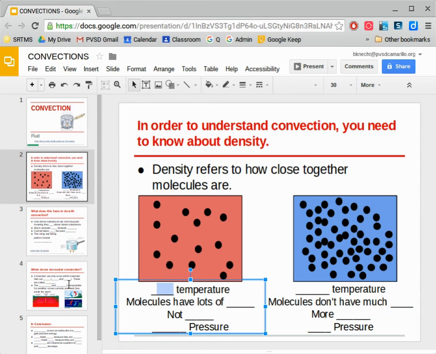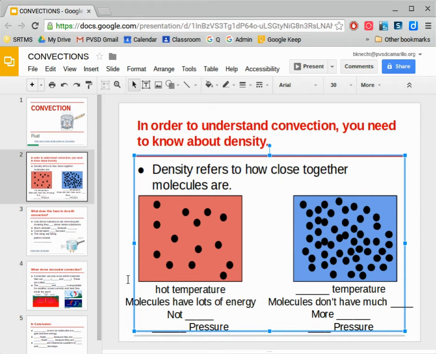So here, for this first example, when it's hot outside, when we have a hot temperature, those penguins have lots of energy. They want to move around. They want to jump. They want to go catch fish. They want to go sliding on the ice. So when it's hot outside, they have a whole lot of energy.